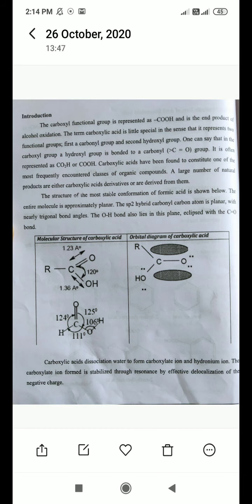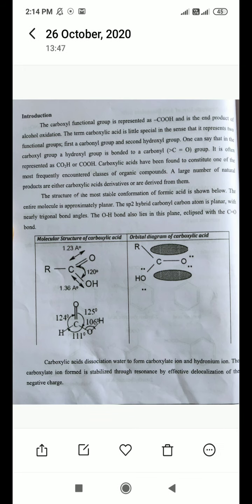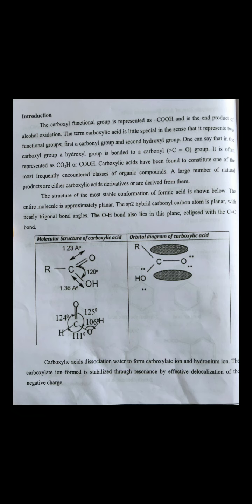Then the structure of the most stable conformation of formic acid. What is formic acid, how does it look, what is the structural formula for formic acid? Formic acid is nothing but HCOOH, where R is replaced with H. So H single bond C, then COOH, it becomes formic acid. What is the stable conformation for formic acid? You just look at this screen, you can get the stable conformation.